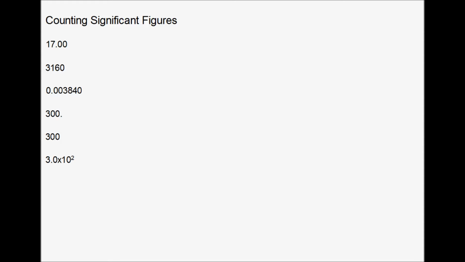In this video, we will be counting significant digits. The process of counting significant digits begins by finding the first digit in a number that's significant, then finding the last digit in a number that's significant, and then counting between them.